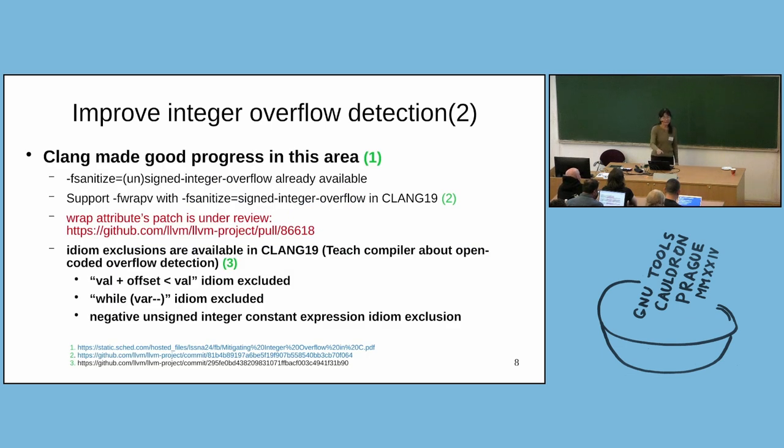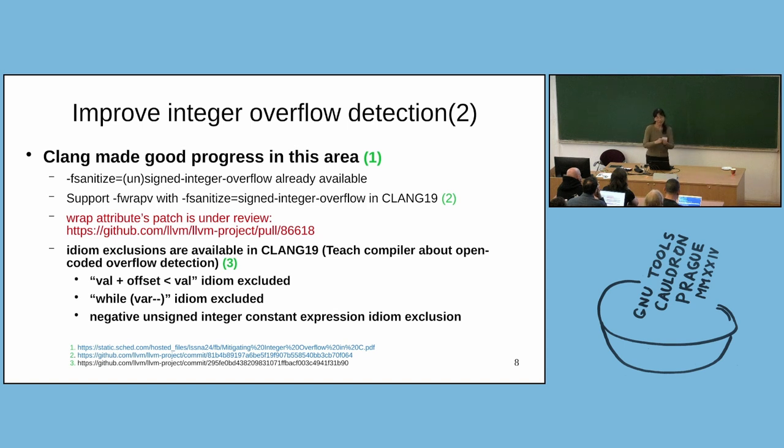So this slide describes that Clang actually made very good progress in the integer overflow detection area. They provide both sanitizers, for signed integer overflow and unsigned integer overflow. It's already available. I believe it's in Clang 18 or 19. And second, they support signed integer overflow combined with wraparound. That's in Clang 19 already. And the wrap attribute I just mentioned is under review right now. It's not checked in.